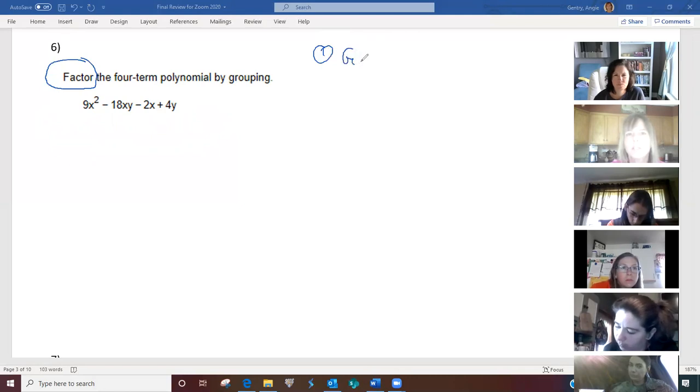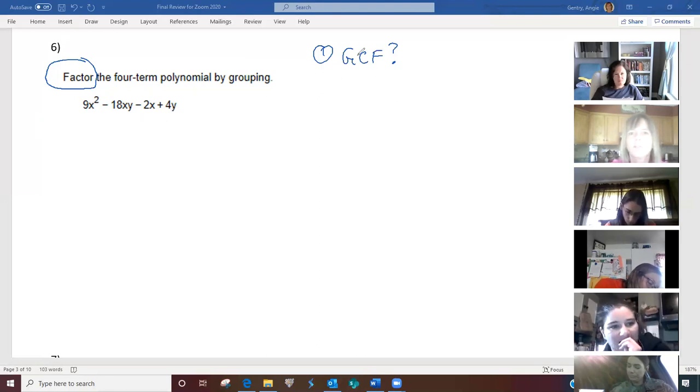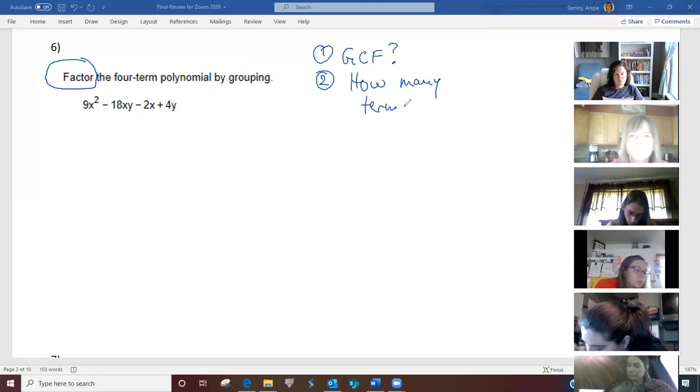Step 1, is there a greatest common factor, a GCF? You still want to do that because you might miss something. But then you look at this and say there's a 3 and a 3, but there's no 3 in here. There's no 2 in the 9, so there's no GCF between all of them. Then you say, in this case, no. Then you ask, how many terms?